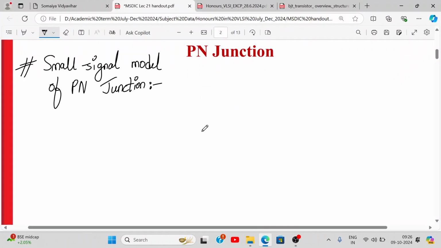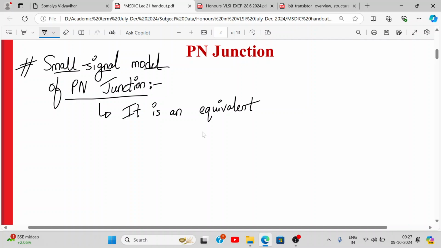So let us start with the small signal model of PN junction. Write down: this small signal model is actually an equivalent circuit of a PN junction diode under small signal conditions.